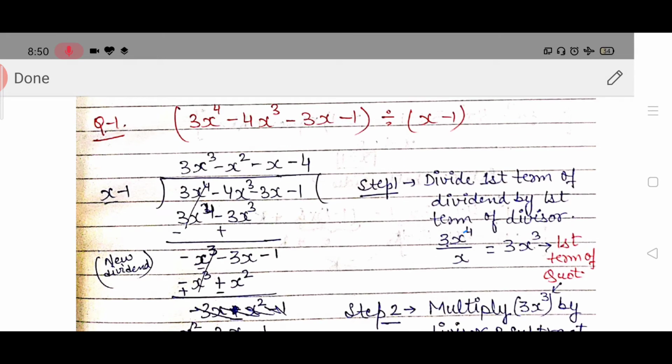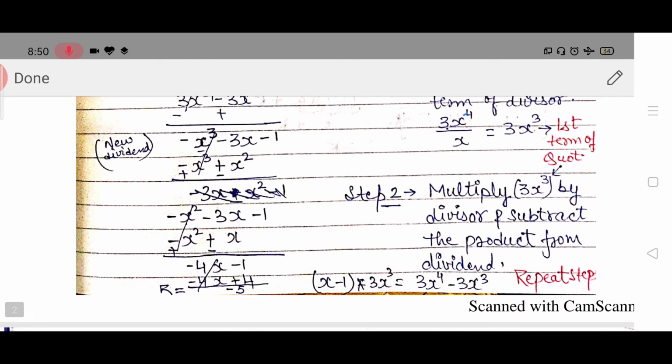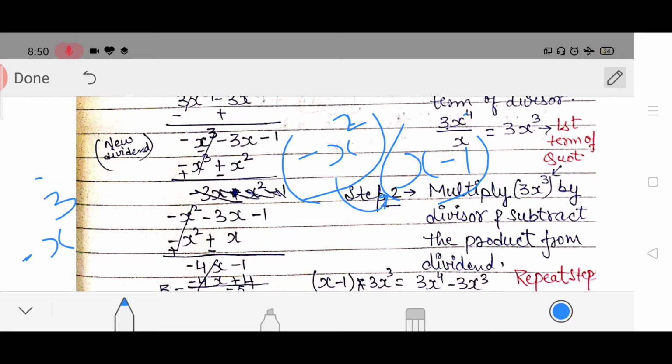Here I have written minus x square. Now moving on, as our quotient now is minus x square, you have to multiply this quotient by our divisor, that is x minus 1. So now what will you get? Minus x square into x is minus x cube, and minus x square into minus 1 is plus x square.